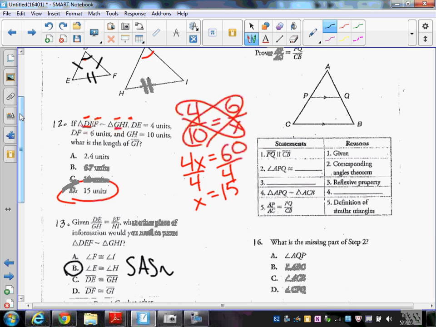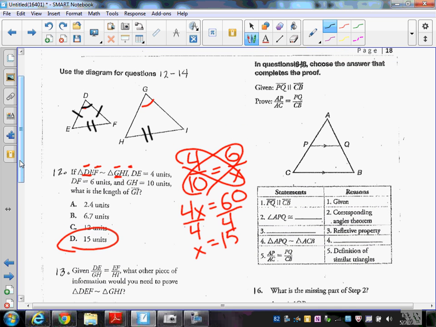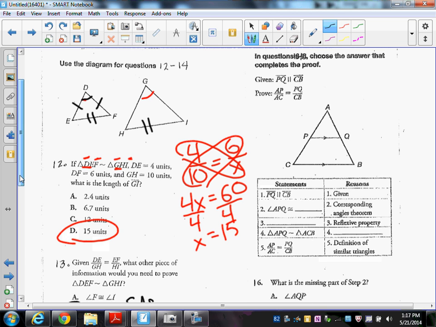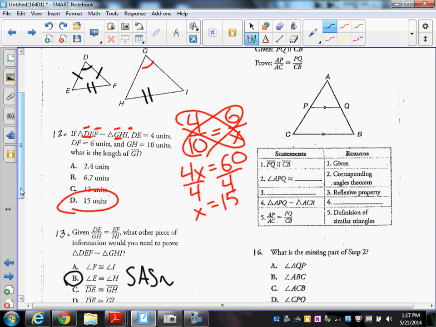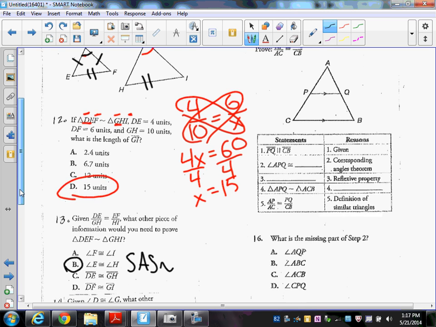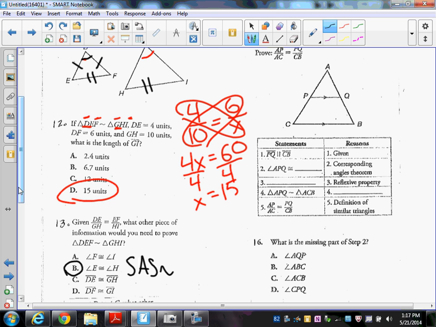For 16 through 18, I have a proof that I need to fill in the reasons for. We're told that we have some parallel lines, and we need to prove that some sides are in proportion to one another. So the first thing says angle APQ, which is right here, has to be congruent to angle ACB by the corresponding angles theorem. So that's going to answer number 16. Remember, these lines are parallel, so the corresponding angles have to be congruent.